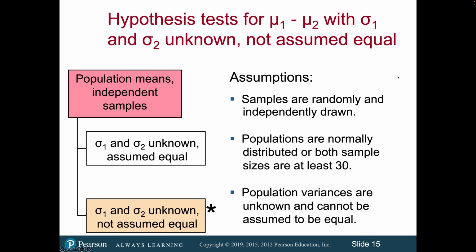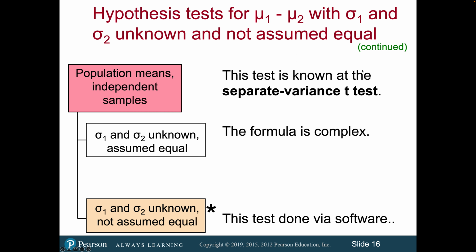Now, if we don't assume equal variances, we get into an unpooled t-test. And again, we assume the populations are normally distributed, and we still need the sample sizes to be at least 30 if we don't have evidence that the populations are normally distributed. These calculations are pretty insane as well. These tests will be done using software.